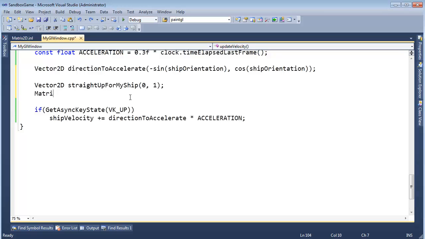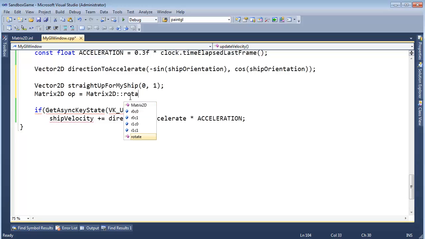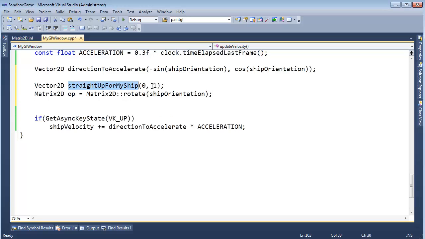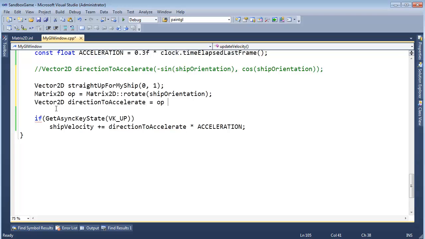So I'm going to say matrix 2D, and maybe not as efficient, but I'm going to call it op. Same thing we had up above, matrix 2D, rotate, ship orientation. And now I'll take what's defined as up for my ship. I'll hit it with this rotation matrix, and out will pop the direction to accelerate. So I'm going to comment this out now just to prove that this really works. Vector 2D direction to accelerate. Again, it's the direction, not necessarily the magnitude. Gets our operator applied to what it means to be straight up for my ship.